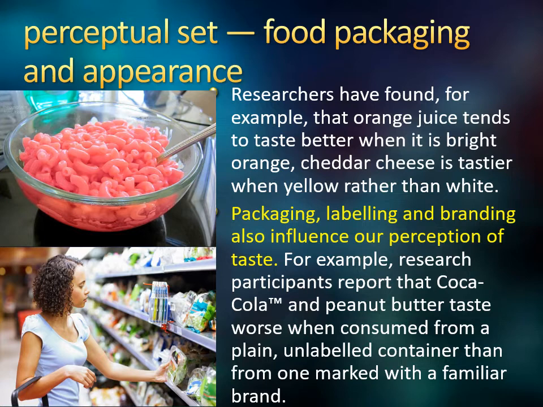So researchers have found, for example, that orange juice tends to taste better when it is bright orange, and cheddar cheese is tastier when it's yellow rather than white. And I'm about to blow your minds here, guys. To actually sell more orange juice, some companies actually put in orange dye. Just saying. Keep that in mind. Same sort of thing, cheddar cheese is not supposed to be yellow. They do something to it to make it yellow. There's no added flavour to it, it's just yellow. So, yeah, don't always look at the colour.